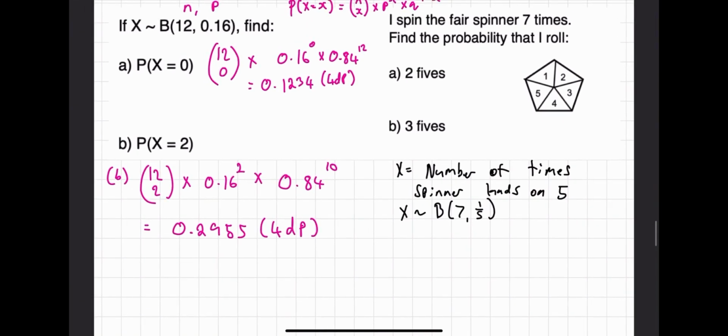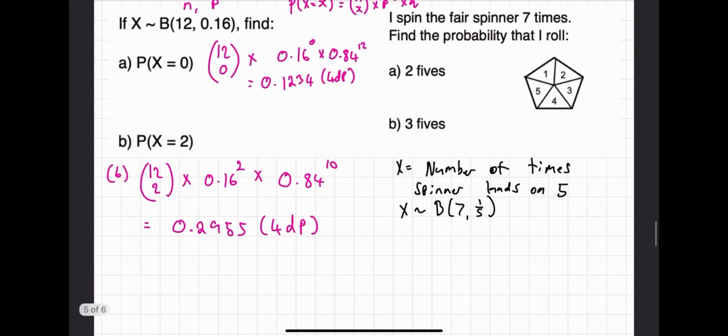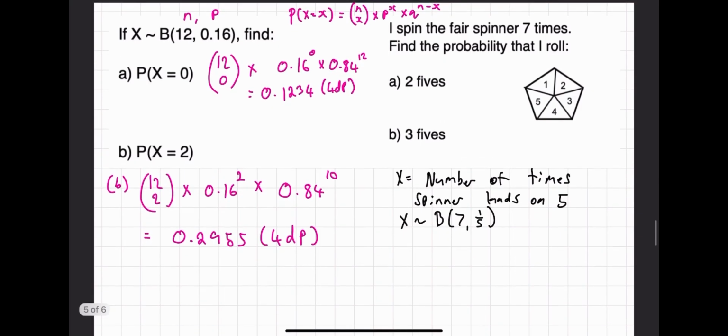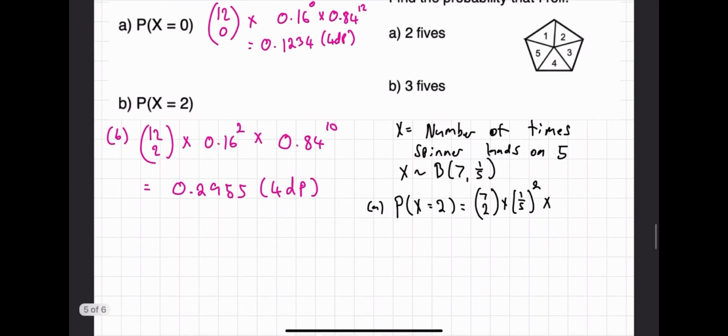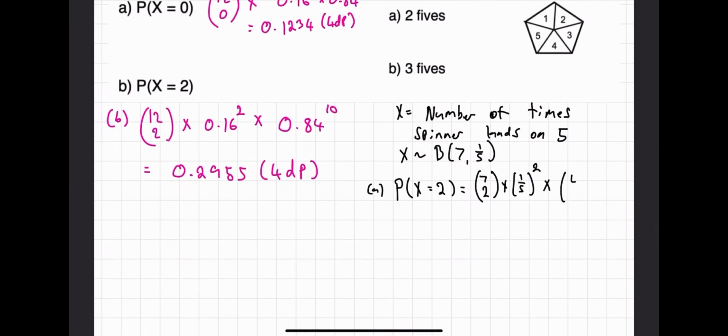So find the probability that he lands on 2 5s, or they land on 2 5s. It doesn't say if it's a boy or girl. So the probability that x equals 2 is n choose x times the probability to the power of x times q, which is 1 minus p, to the power of n take away x. So 7 take away 2 is 5.